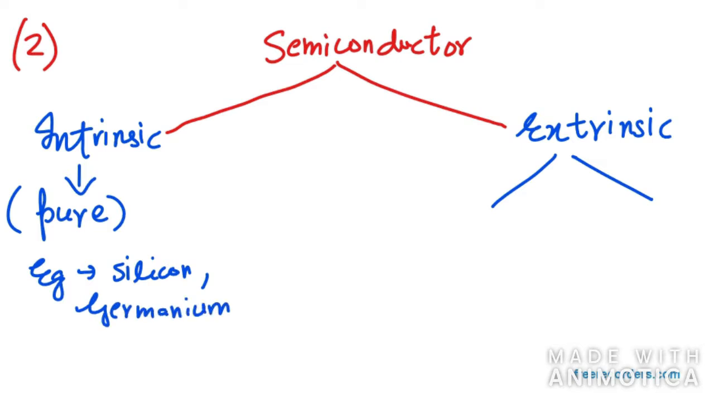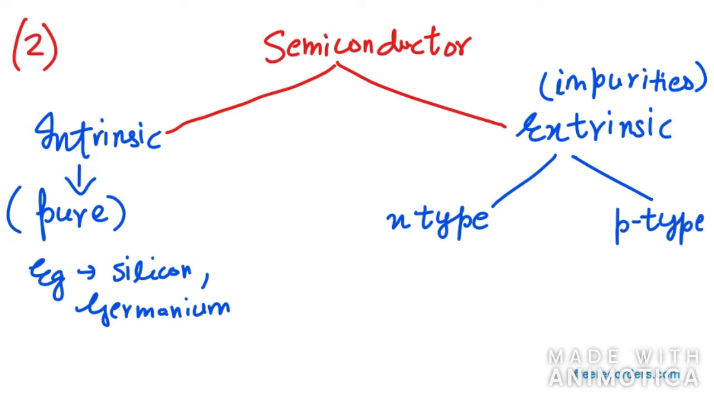Now we have another one which is extrinsic. That means it is the opposite of intrinsic. That means they are the impure semiconductors. They have some impurities in them. Now, what I mean by impurities is that they have been doped with some better impurities to make them more conductive and to have their performance much better than the intrinsic one. They are made so. Now, extrinsic is divided into N-type and P-type.